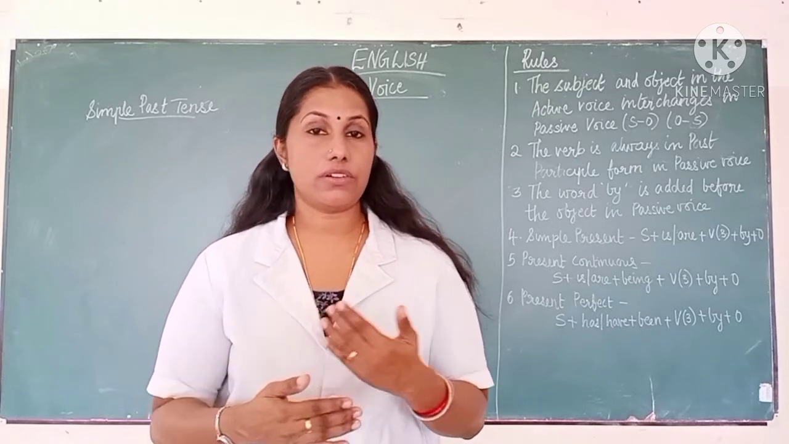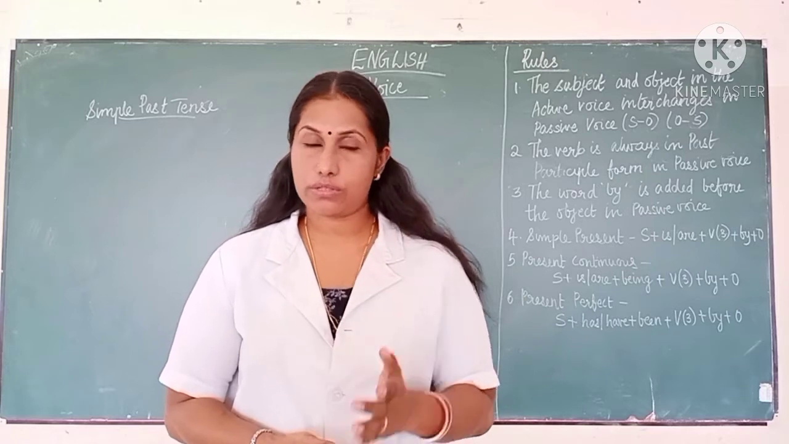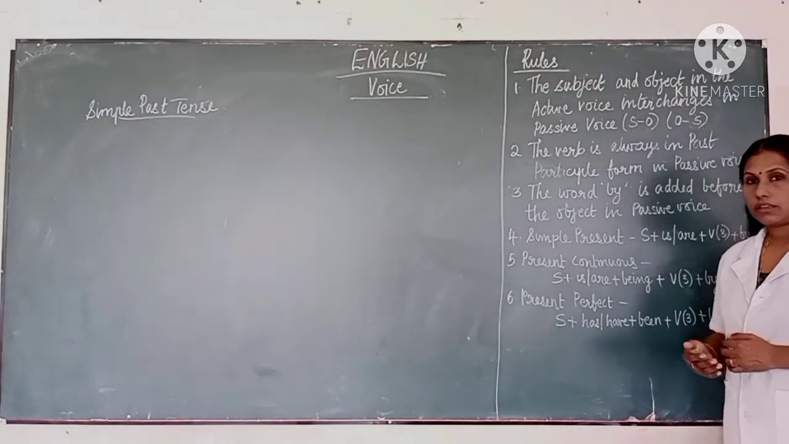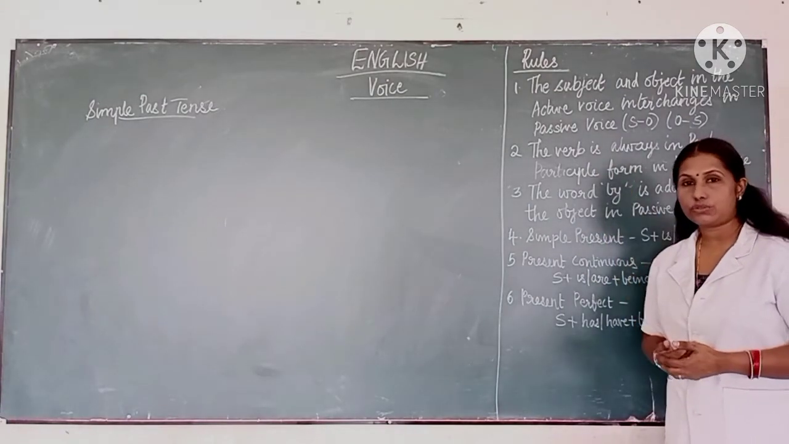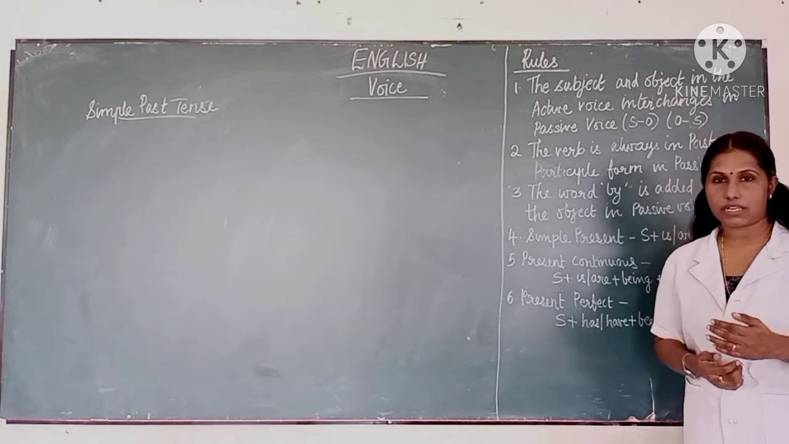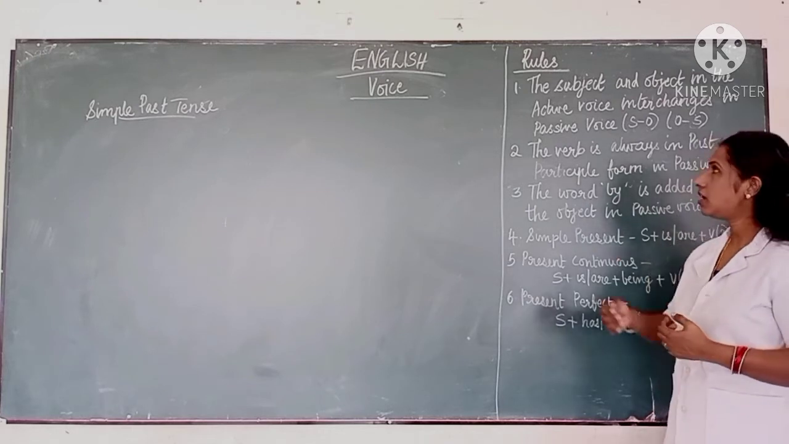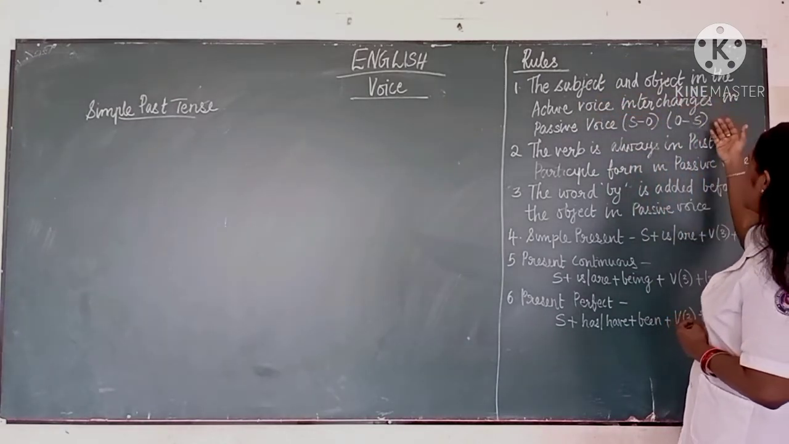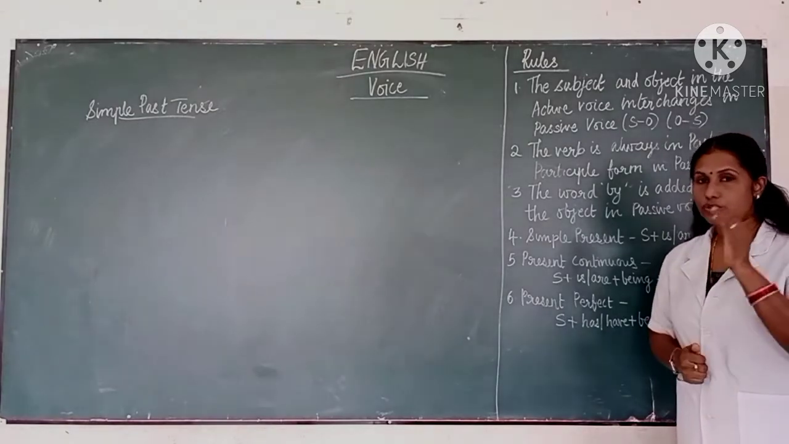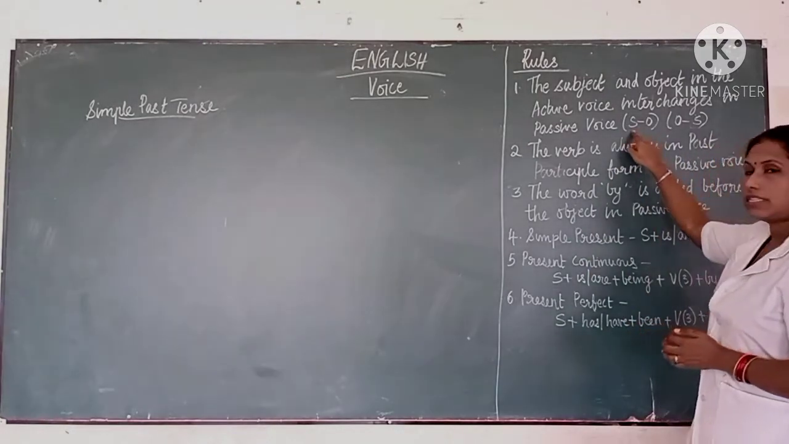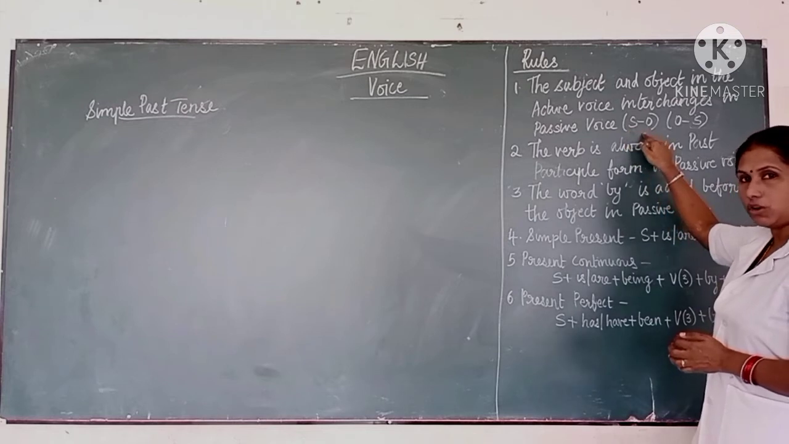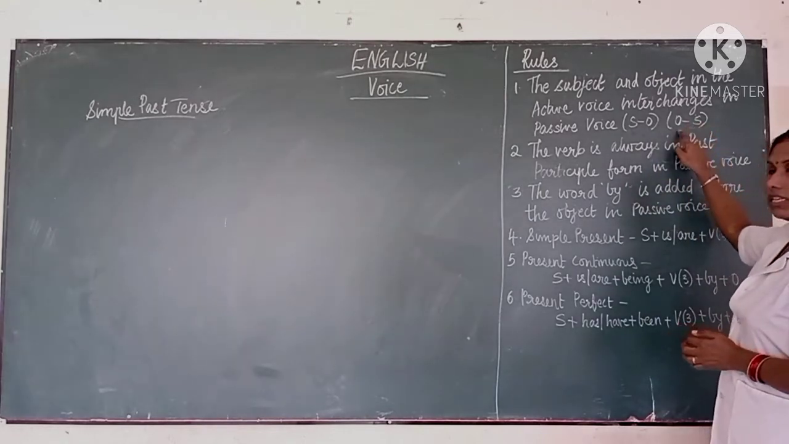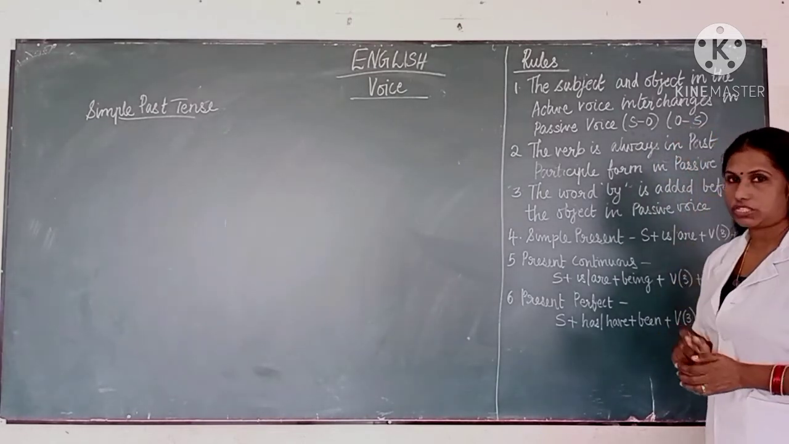I hope you are learning along with me and also remembering the rules which I taught in the previous class. So here I have written down all the rules that we studied in the previous class. Let us quickly review those rules. The first one is that the subject and the object in the active voice interchange in the passive voice. If you remember, we said that the subject in the active voice will become the object in the passive voice. Similarly, the object in the active voice becomes the subject in the passive voice.